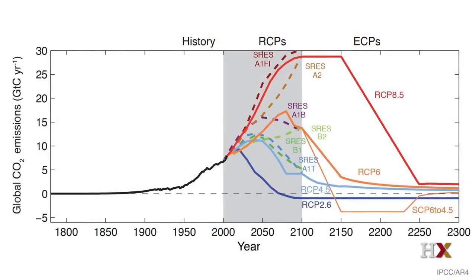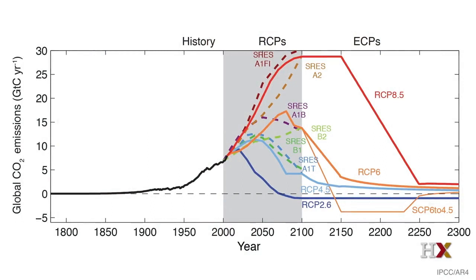The Intergovernmental Panel on Climate Change has come up with a number of emission scenarios. These are not predictions of the future, but just scenarios of different possible trajectories for global emissions of carbon dioxide from burning of fossil fuels. If we look at these scenarios, what we see are different possible trajectories.